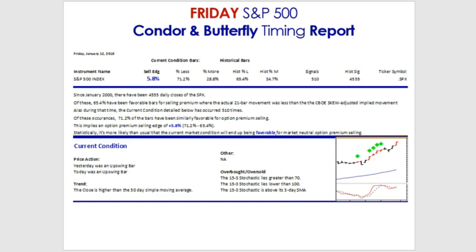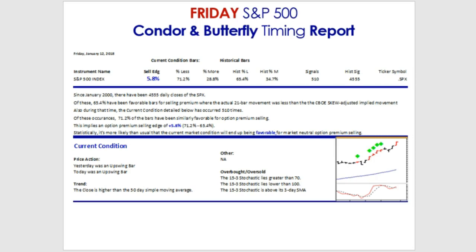This is the Condor Butterfly Timing Report, and of course, all three are for the S&P 500. But since January of 2000, there's been roughly 4,555 daily closes of the SPX. Of those 4,555, almost two-thirds, 65.4%, have been favorable bars for selling premium this way, condors and butters, where the actual 21-bar subsequent movement turns out to have been less than what was being implied by the option prices, the CBOE skew-adjusted VIX.